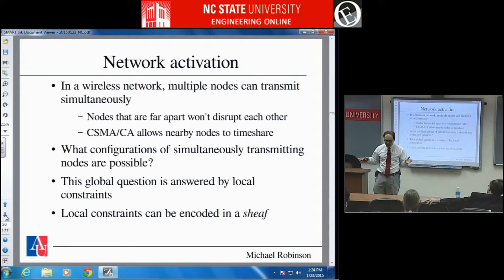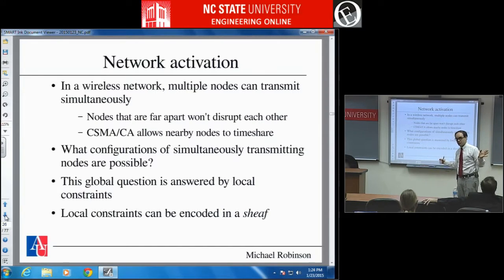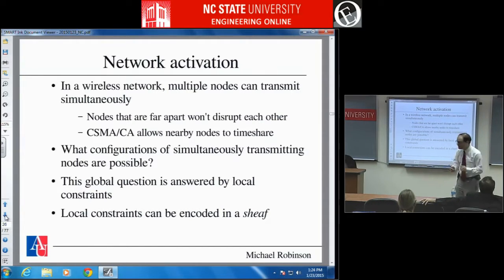If I have a wireless network, I can have multiple nodes transmitting. It's like a wired network. I can have multiple nodes transmitting, provided they're far enough apart. If they're far enough apart, their coverage regions don't intersect, so they can talk without interference. And if they're nearby and they're talking, well, they can do a carrier sense, and they can say, is there some signal? If there's some signal, I'll wait. And if there's not some signal, I guess I'm good to transmit.